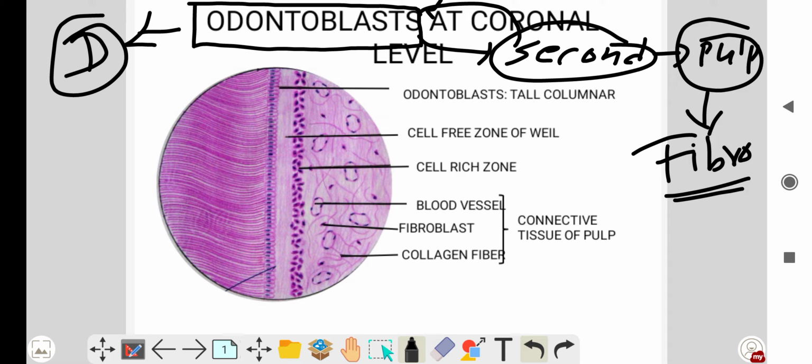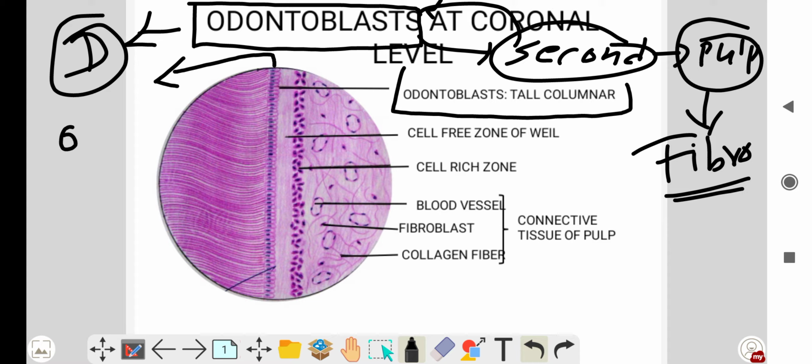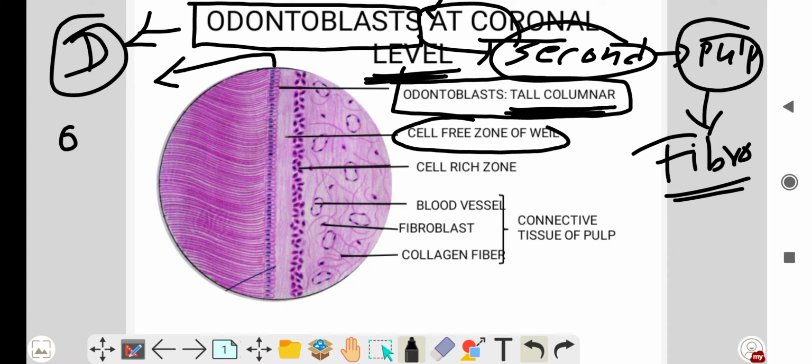This layer of odontoblasts is called the odontoblastic layer. These cells are tall columnar in shape in the coronal section, or coronal level, of the pulp. This zone is the cell free zone. There are no cells in this zone; it is called the cell free zone or Weil's zone.